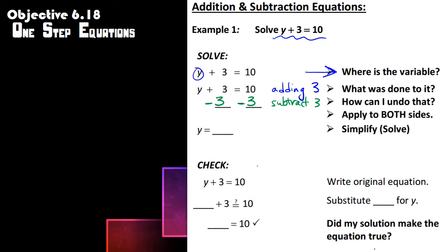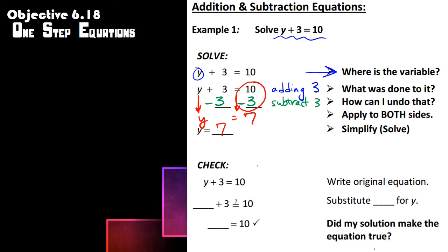So here's what it's going to look like. We bring y down, we bring down our equal sign, and then 10 minus 3 would give us 7. And so we can say that y equals 7. Then we have to check, which is the second part of doing one-step equations. And yes, you have to show your work, because this is the foundational aspect of algebra.